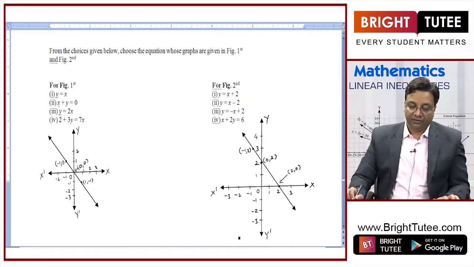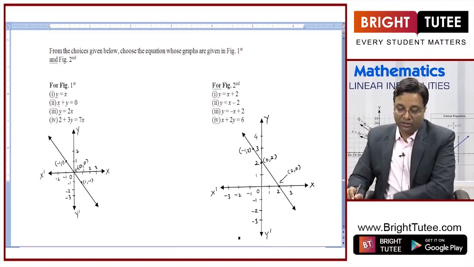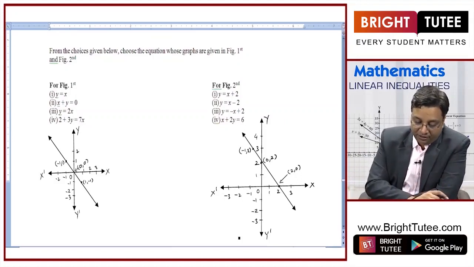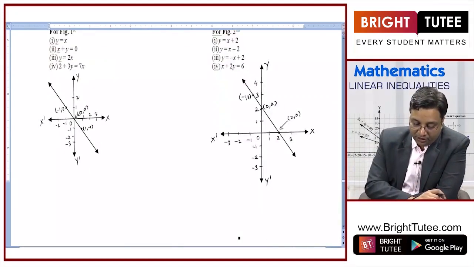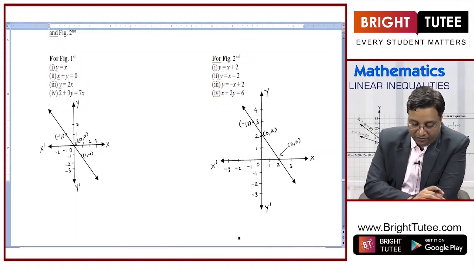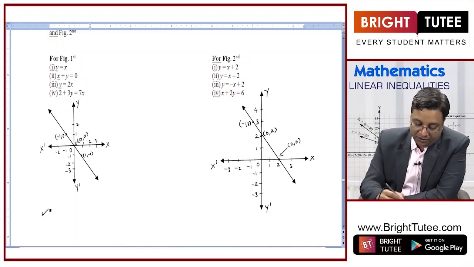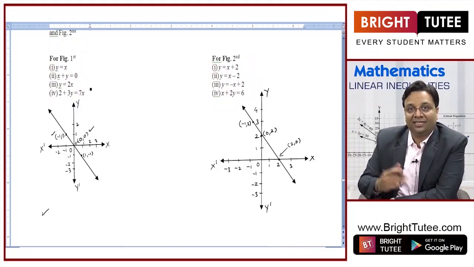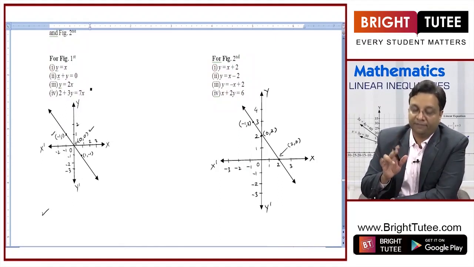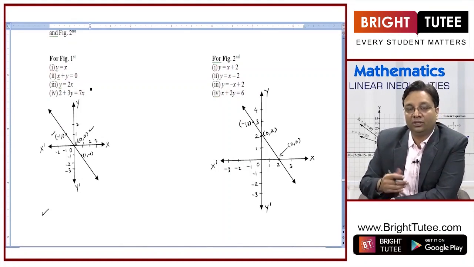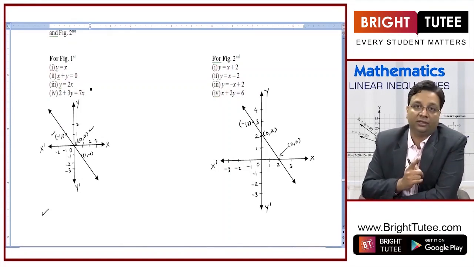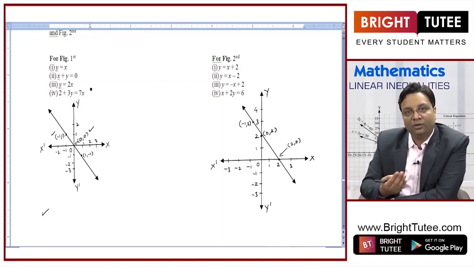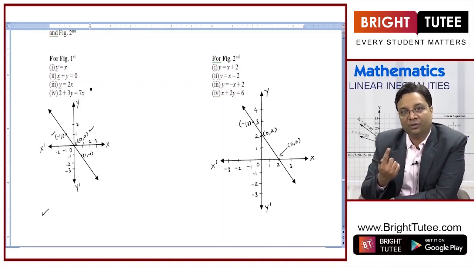Okay. From the choices given below, choose the equation whose graphs are given in figure 1 and figure 2. We have done this kind of question previously, so we know how to do it. We will choose 2 points and see which equation is satisfied on both these points. We will not make our conclusion depending on only one point. You may be able to find your answer depending on only one point.